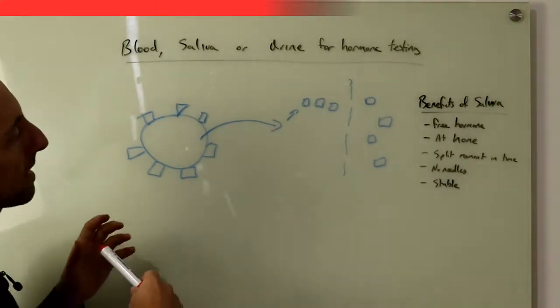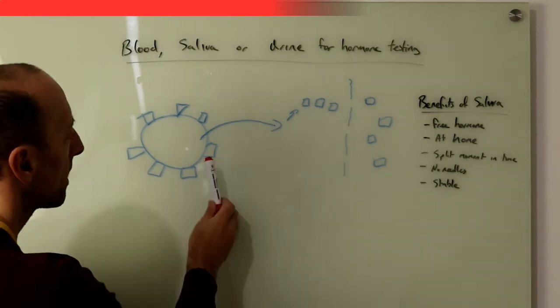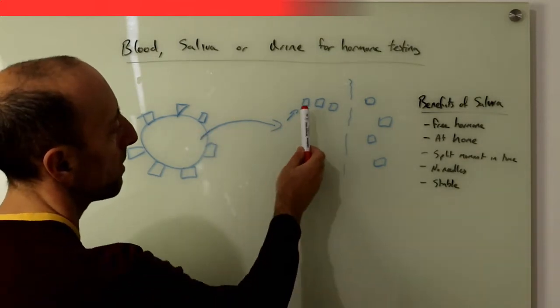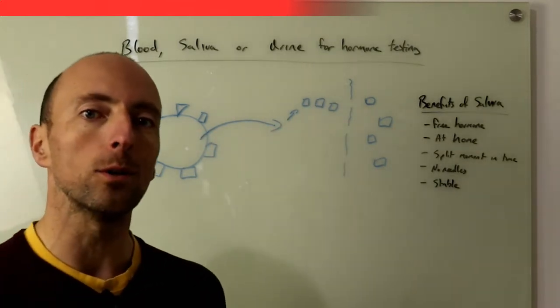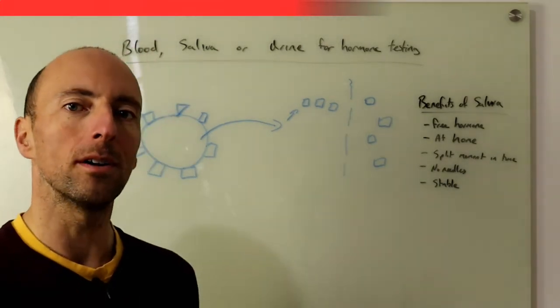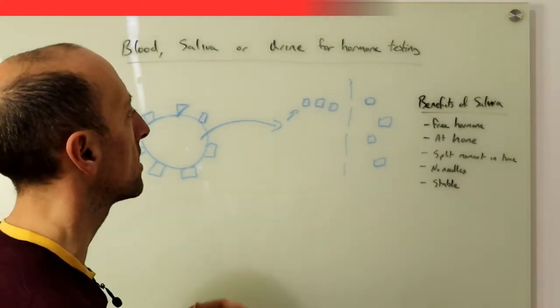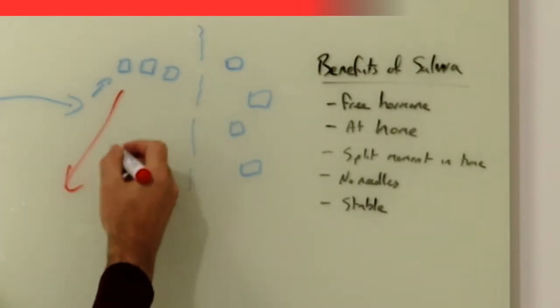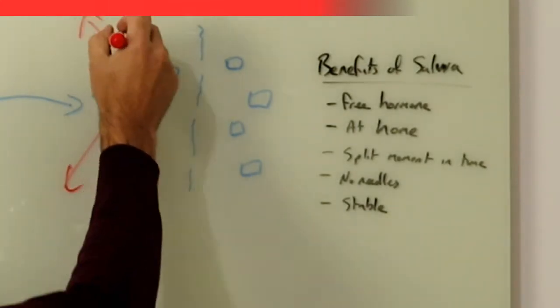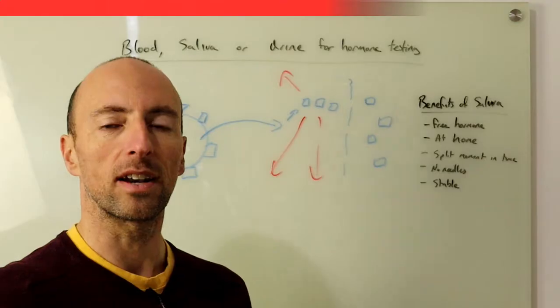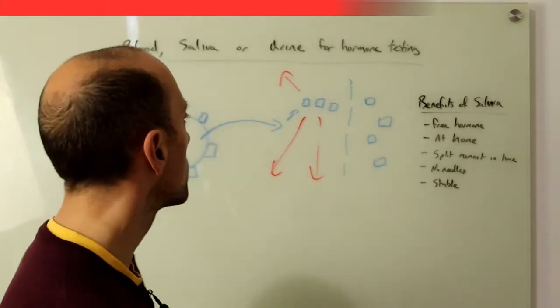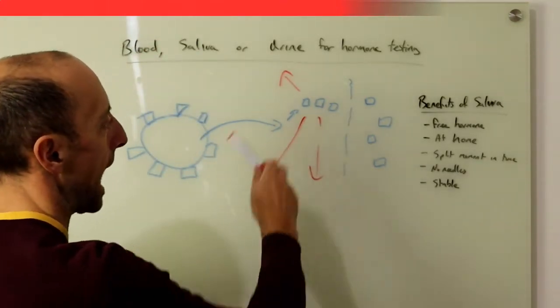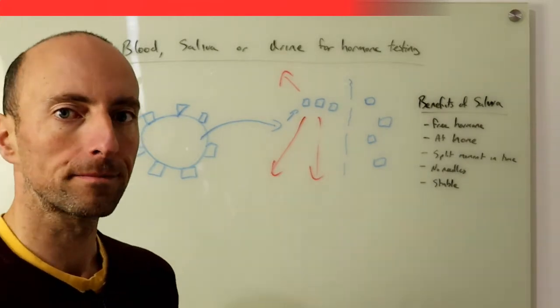Then as the body needs substances, these hormones get released into the bloodstream and become what we call free hormone. And it's the free hormone that then goes and attaches to whatever organ or cell it needs to in order to become active and have a role. So it's the free hormone that really is the active hormone in the body.